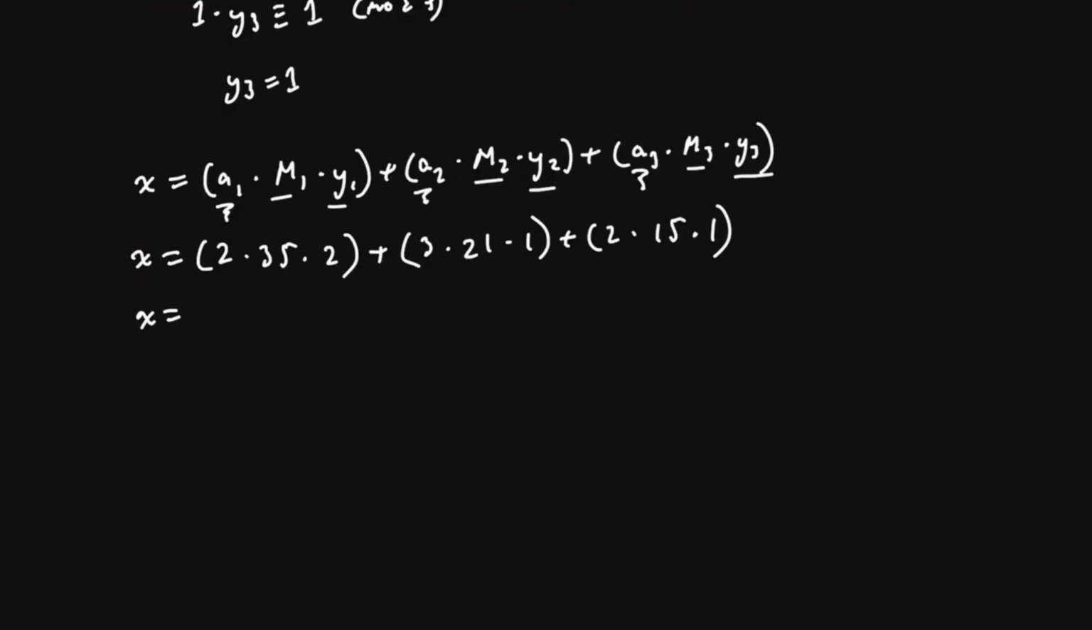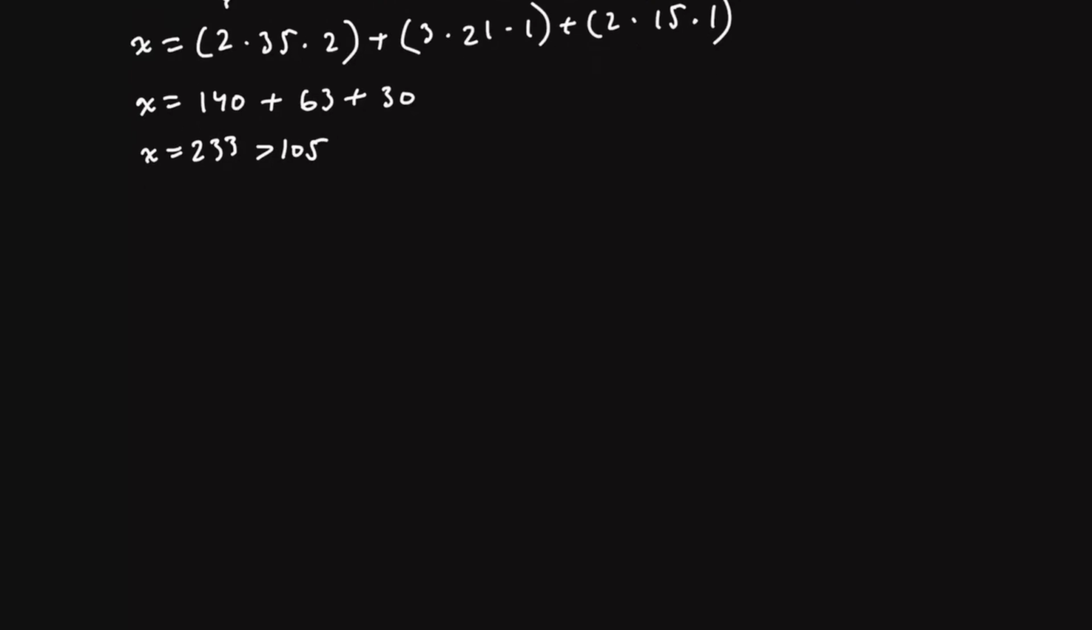So this is 2 times 35, 70, 70 times 2, 140, plus 3 times 21, which is 63, and 2 times 15, which is 30. So that gives us x is equal to 233. Since our 233 is greater than our 105 that we had before, we can actually reduce it even more.